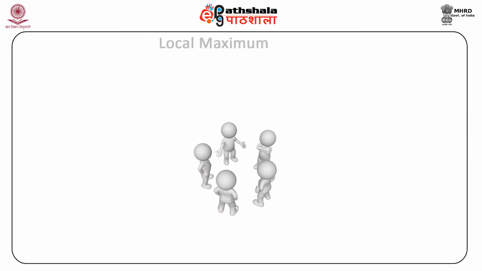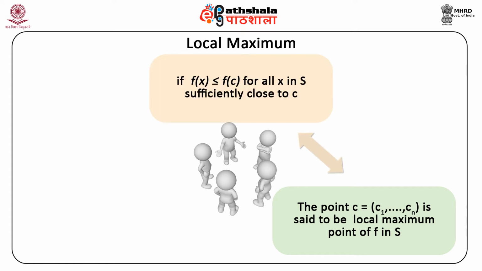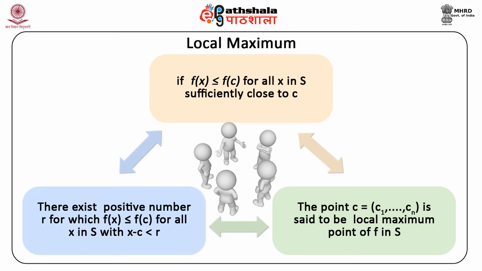Let's find out how to define a local maximum. The point C equal to C1 going till Cn is said to be a local maximum point of f in S if f of x is less than or equal to f of c for all x in S sufficiently close to c. More precisely, the requirement is that there exists a positive number r for which f of x is less than or equal to f of c for all x in S with norm of x minus c less than r.